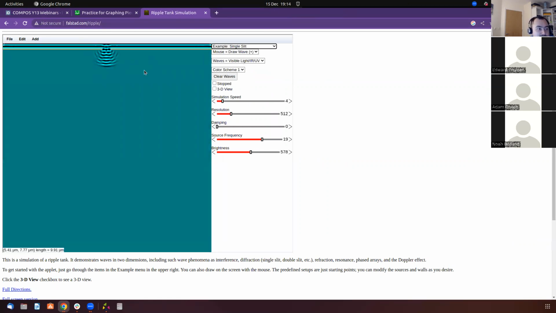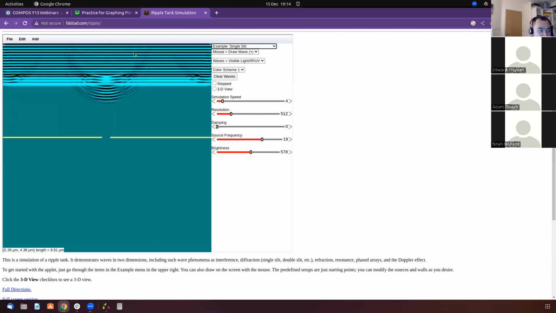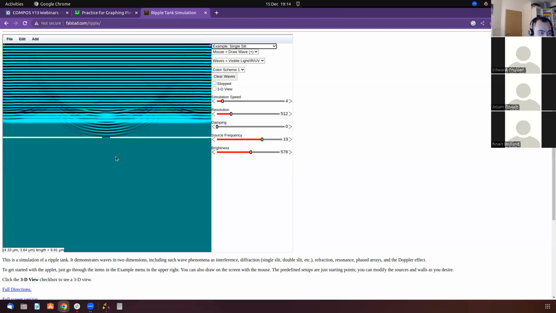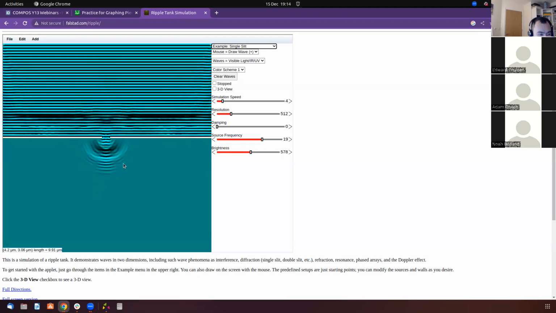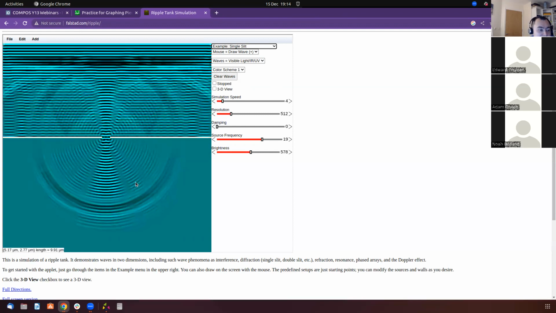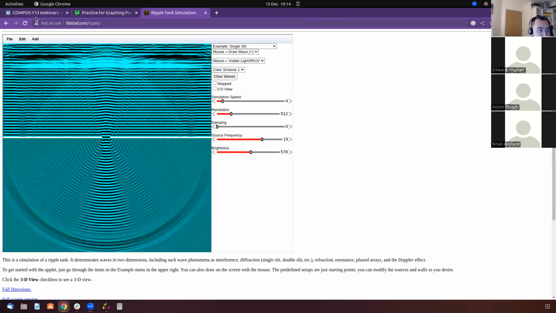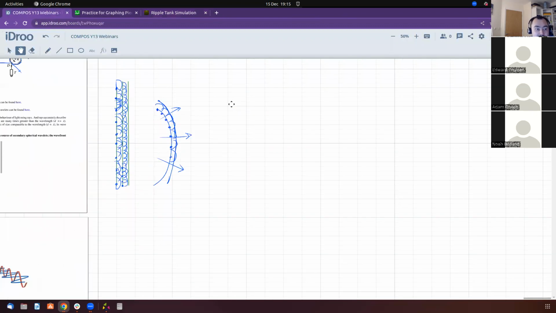Single slit. I have a single slit, and there are waves coming in onto a single slit. And as they pass through the single slit, they spread out. As you can see, they're spreading out. And the Huygens principle allows us to explain this very well and very easy to understand.